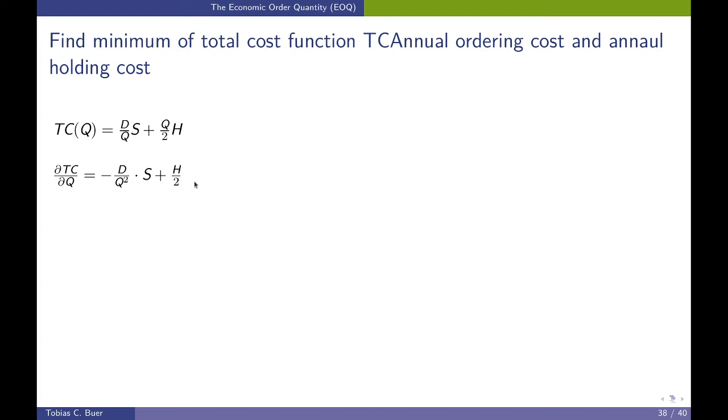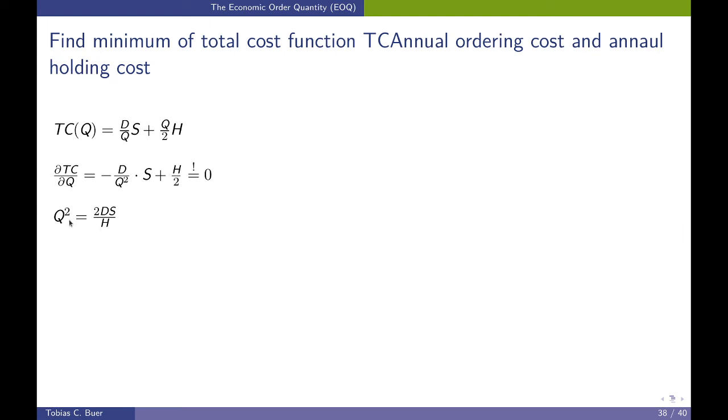And now to get the minimum, we set this equal to 0. At this point we get the q where the derivative of the cost function is 0, and this is the minimum point. Now what do we need to do? We need to turn around this equation and solve it for q.